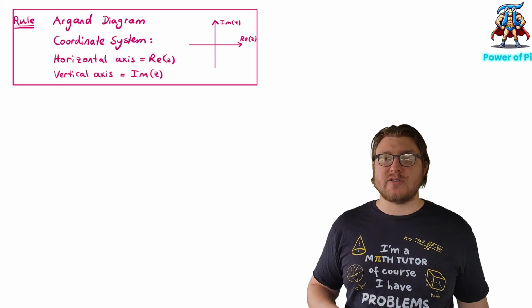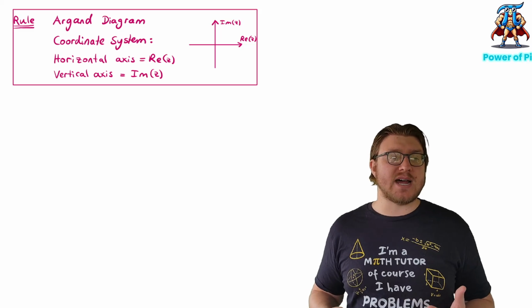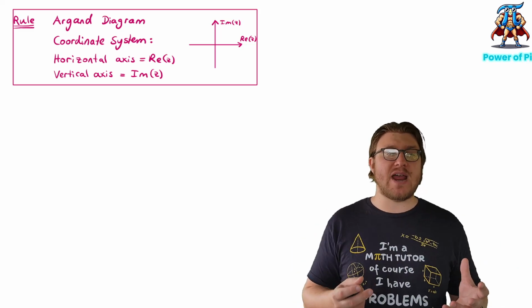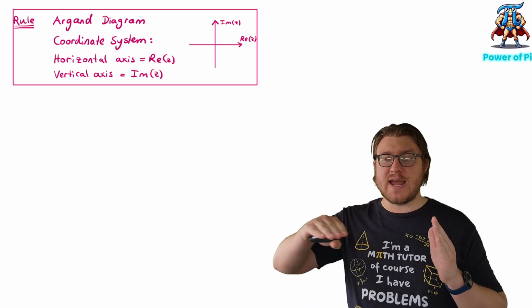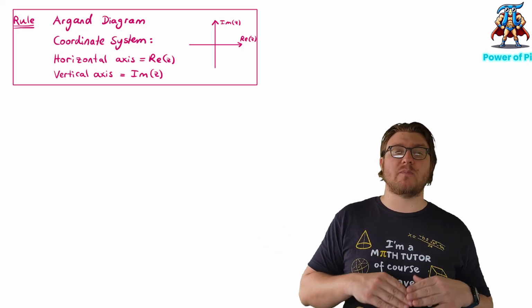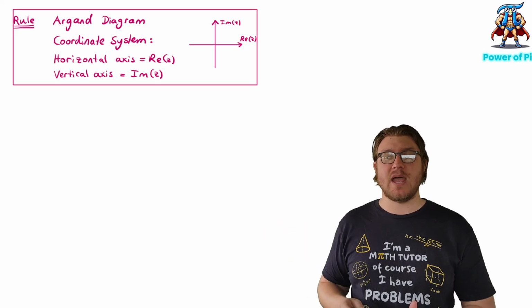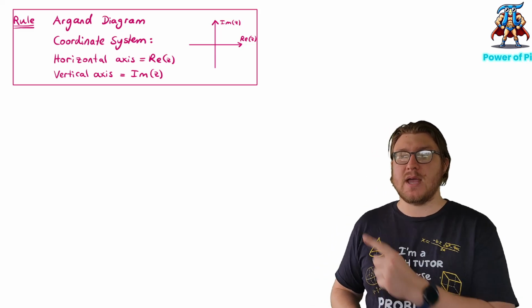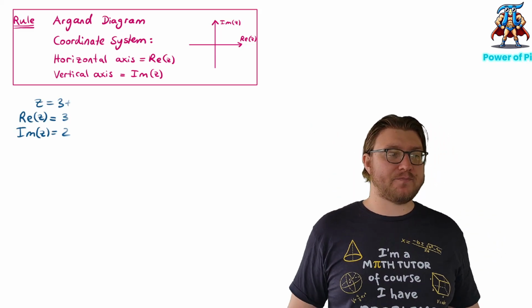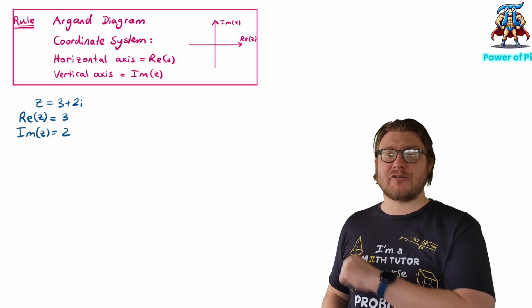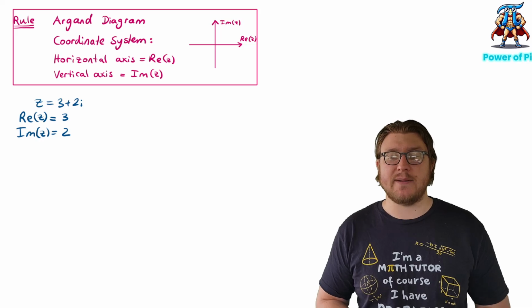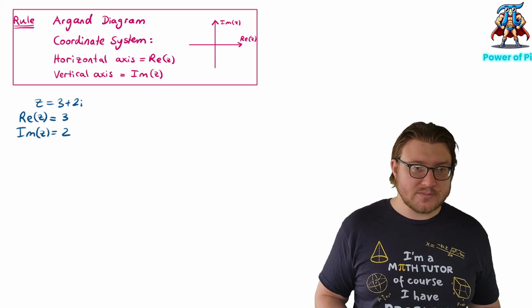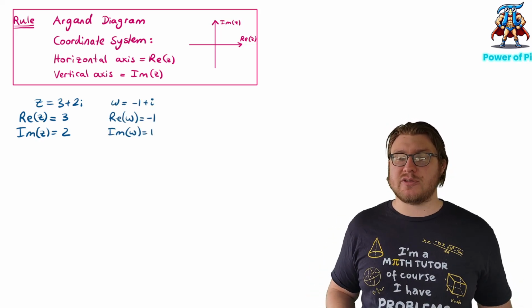Let's have a look at this. The rule set: we can draw the Argand diagram, which is basically the coordinate system similar to what we've had before. But on our horizontal axis, we no longer have x. We put the real part of a complex number. And on our vertical axis, we put the value for the imaginary part, just like in this picture above. So let's have a look at our first number. z is 3 plus 2i. We know that the real part is 3 and the imaginary part is 2. So how would we put this into the diagram?